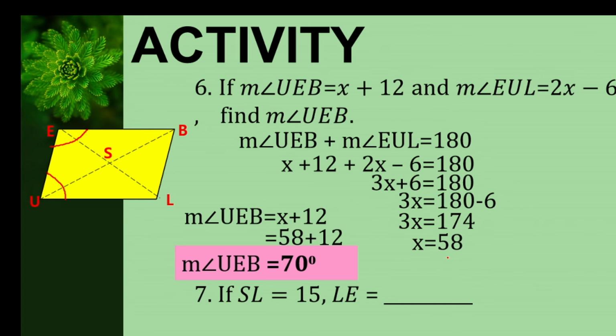Number 7. If SL is equal to 15, LE is equal to blank. In the figure, segment LE and segment BU are diagonals of parallelogram blue, and the diagonals of a parallelogram bisect each other. Therefore, point S is the midpoint of line segment LE. Since SL is 15, that makes SE equal to 15. Therefore, diagonal LE will have a measure of 30.